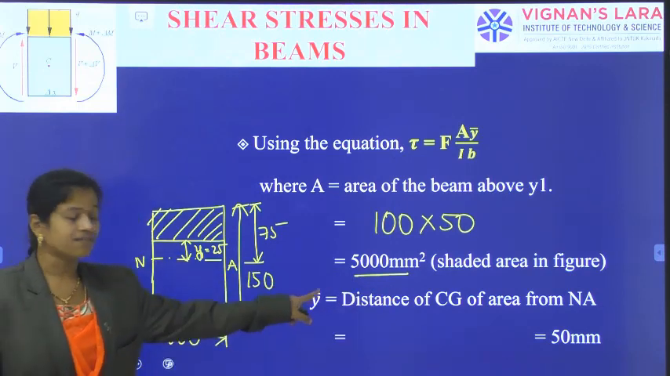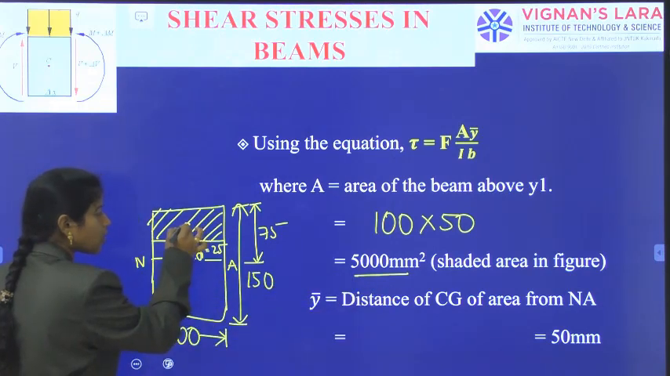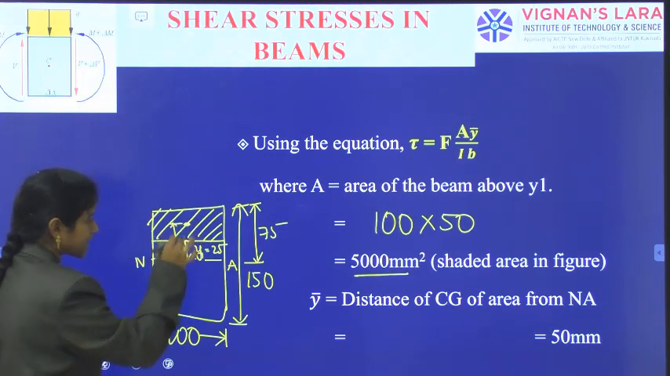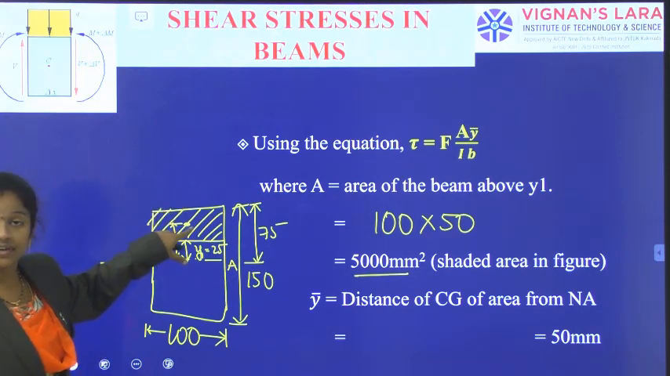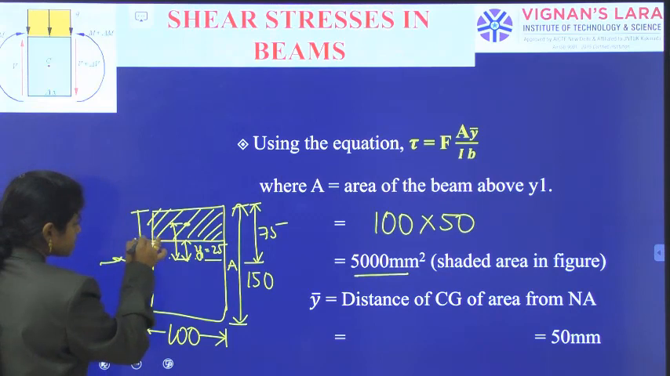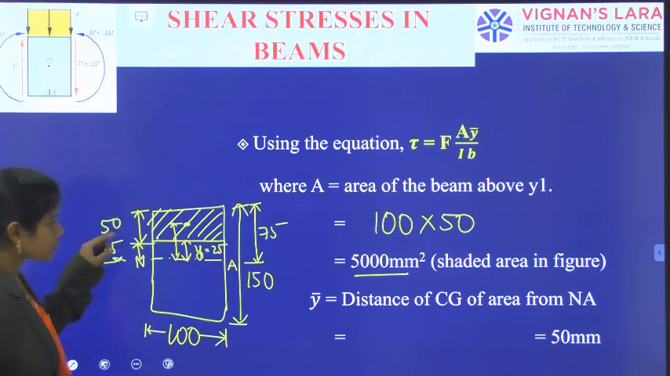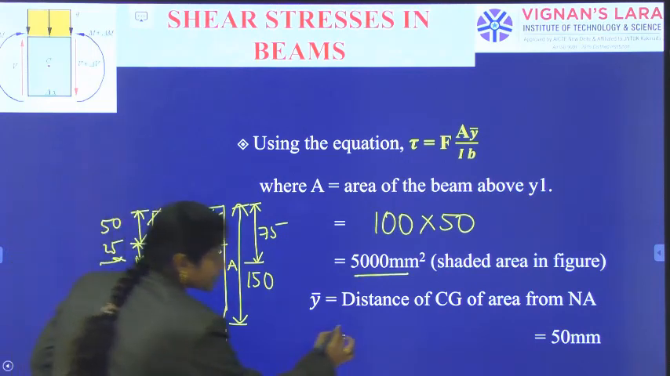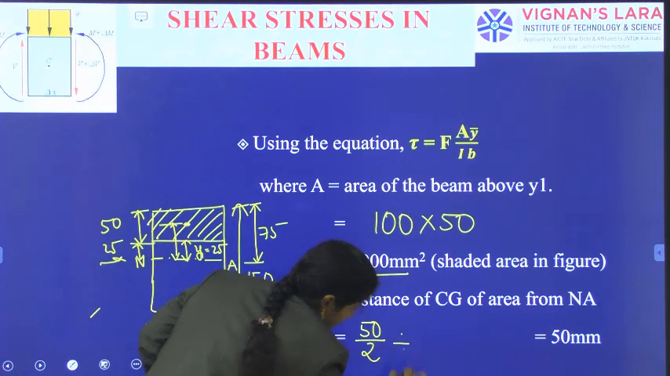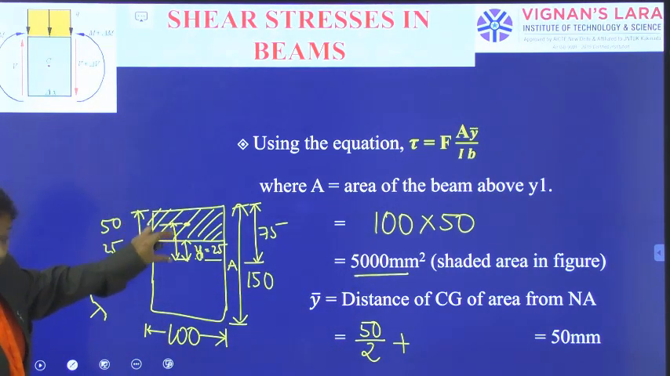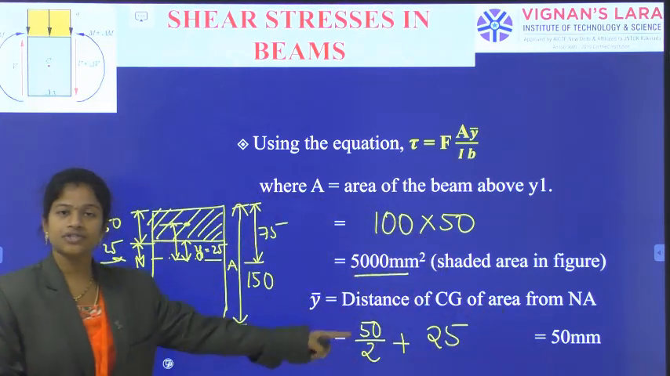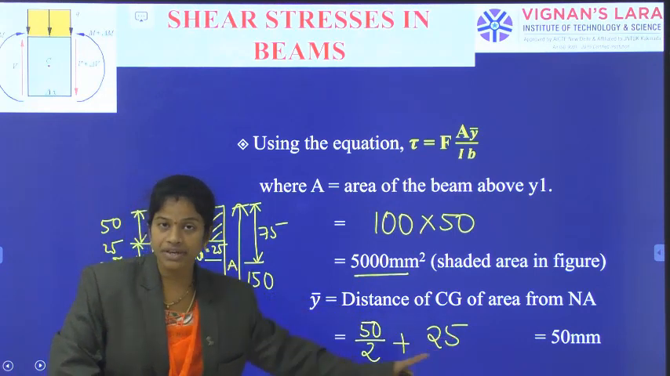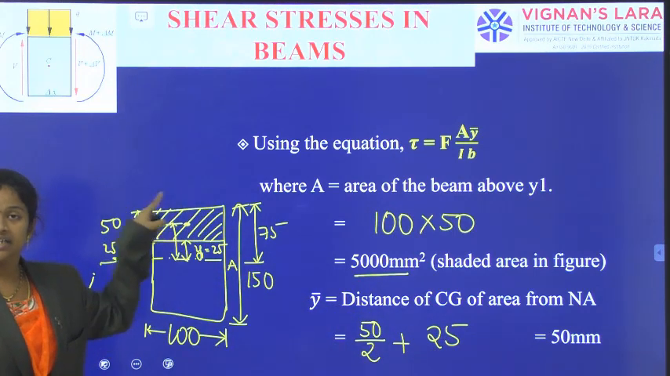And then Y bar is the distance of the center of gravity of this shaded portion from the nodal axis. How can it be calculated? For that, I have to look at where the center of gravity is located. Here this measurement is 50 and this measurement is 25. So 50 by 2 plus 25, which totals 50 mm, is the center of gravity distance of the shaded portion from the nodal axis.